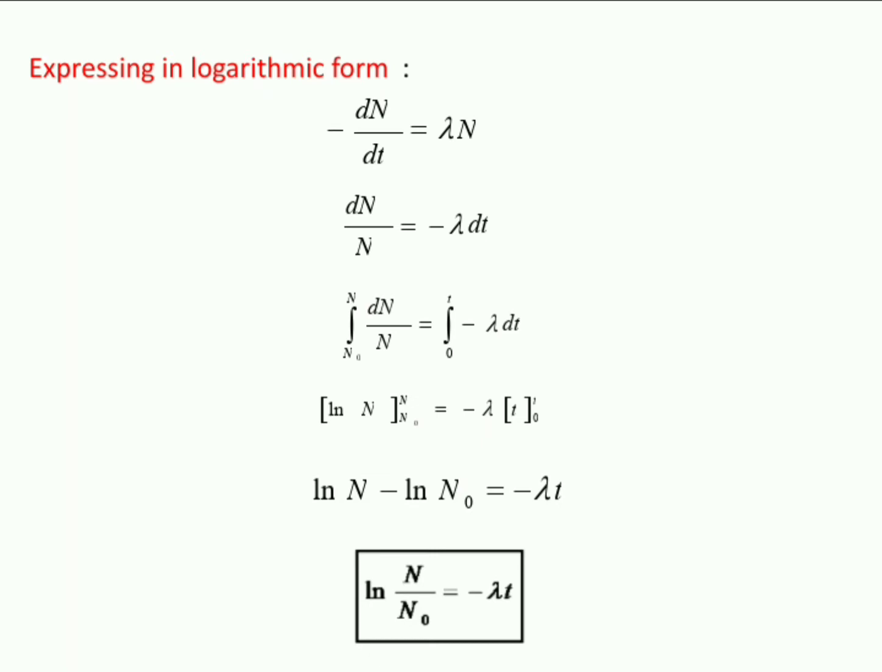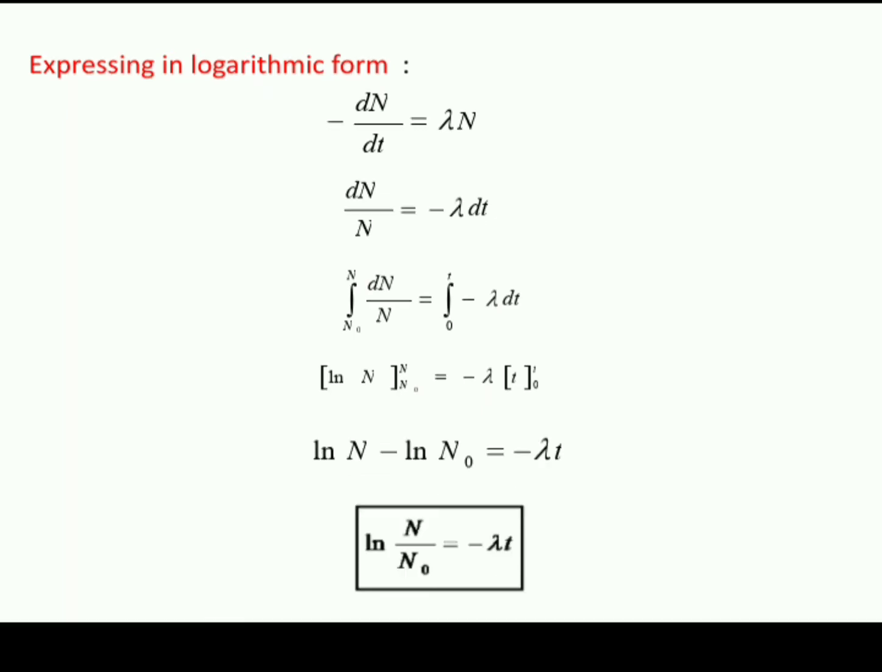I repeat, when t is 0, N is N0. After t seconds, the number of radioactive nuclides remaining is capital N. And we know the integral of 1 by N into dN is log N, natural logarithm, which is written as ln here. So ln of N from N0 to N is minus lambda into the integral of dt, which is t from 0 to t. So when you put the limits, log N minus log N0 is minus lambda into t, or log N by N0 is minus lambda into t. So this equation we call the disintegration law expressed in logarithmic form.